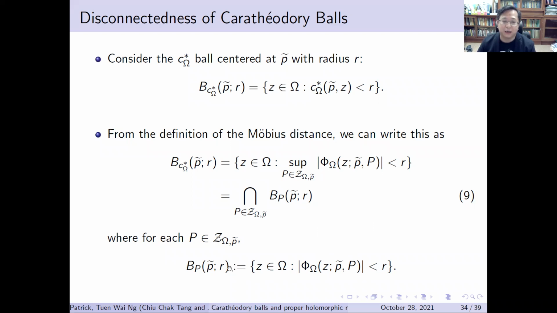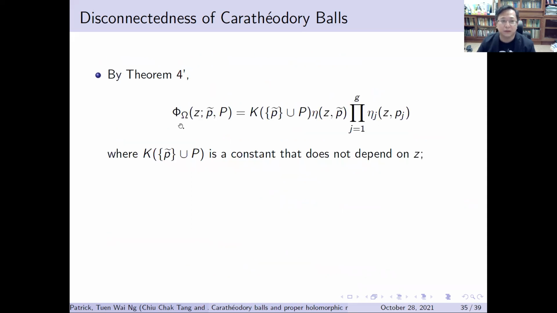Then this set here is really the intersection of all these things, over points inside this parameter space. So in other words, we can write down this open ball in terms of the intersection of this kind of set. And then the next thing we are going to do is try to look into this kind of subset. Okay, now we go back to this proper map.